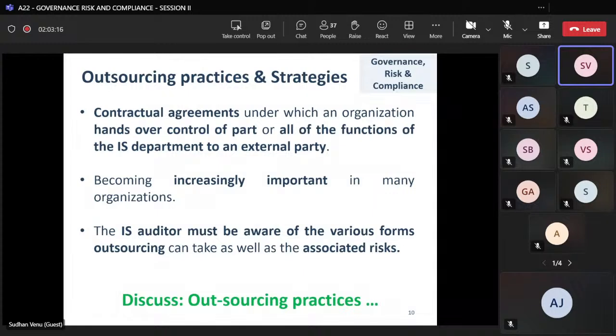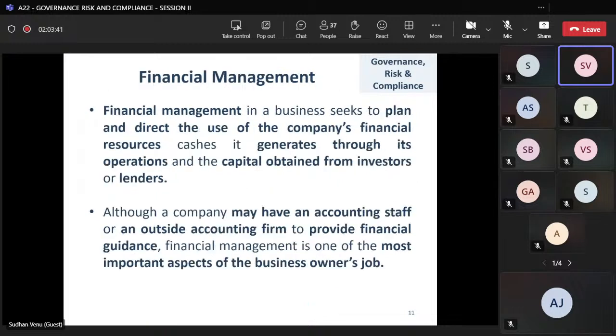So it is based on handing over control of part of the function to a particular concern, and it is becoming increasingly important in many organizations. The IS auditor must be aware of the various forms of outsourcing and the associated risks of outsourcing practices. Most of the companies are outsourcing all the activities, and some of the companies keep them on the premises for the practices in terms of information security.